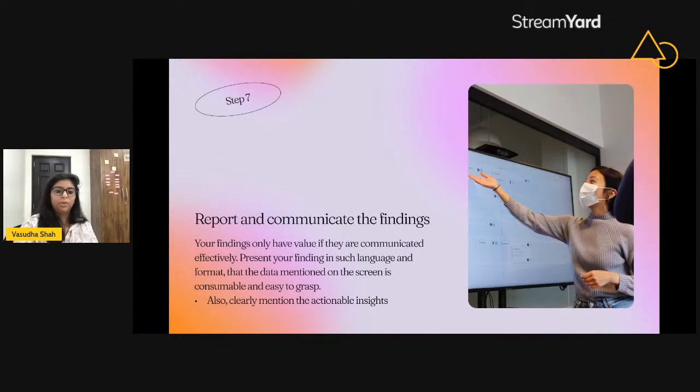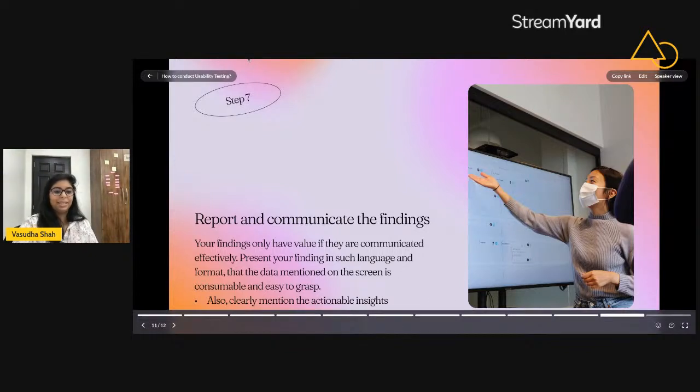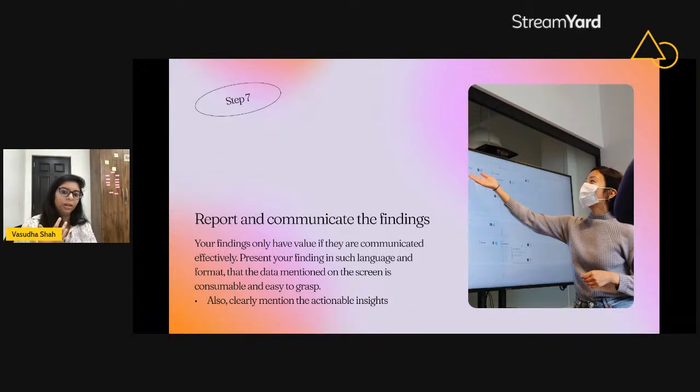Awesome. Seventh one, reporting and communicating the findings. This is, in my opinion, the most important one after, of course, conducting your usability testing with the users. This is extremely important because whatever you find, if you're not able to convey that to the stakeholders or to the readers, then the purpose of the study is failing, because you know a lot, but that knowledge is not being distributed or told to anyone, right? So you just need to make sure that you are communicating and conveying whatever data you have in a very cogent, very clear manner. Your findings only have value if they're communicated effectively.